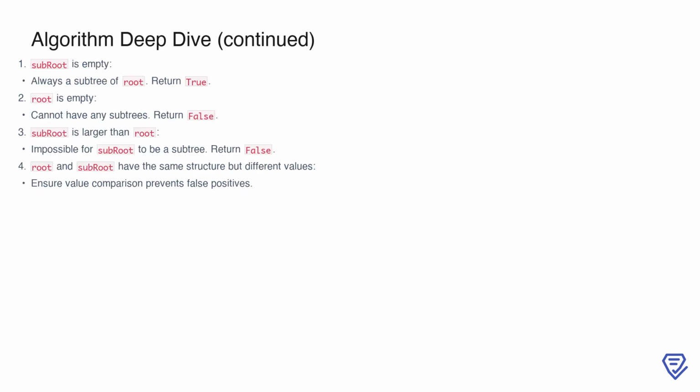Finally, let's consider the edge cases to ensure the algorithm handles all possible scenarios. If subroot is empty, it's always considered a subtree of root, so we return true. Conversely, if root is empty, it cannot contain any subtrees, and we return false. Another critical case is when subroot is larger than root. Since it's impossible for a larger tree to be a subtree of a smaller one, we return false. Lastly, if root and subroot have the same structure but different values, the algorithm ensures that value comparison prevents false positives, thereby maintaining accuracy. These edge cases highlight the robustness of the solution, covering all possible inputs effectively.